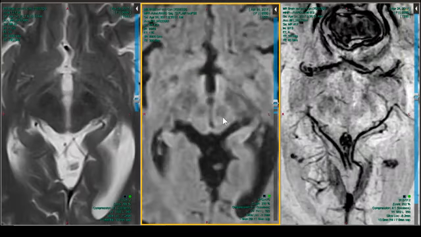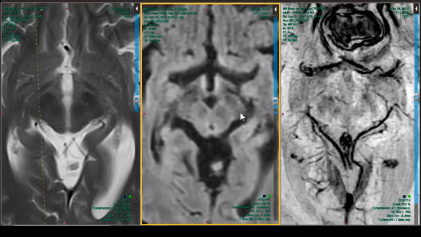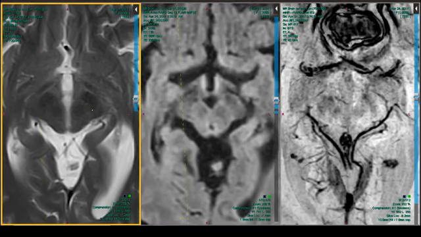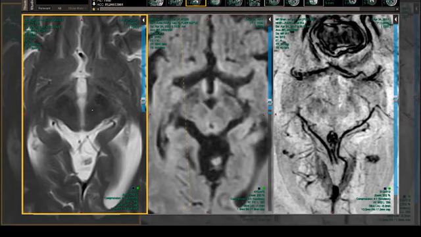So the findings can be fairly subtle, and usually the first thing you see, remember Dr. Pomerantz showed you the swallowtail sign? The swallowtail sign is something called nigrosome number 1. In this portion of the substantia nigra, there's a bright area, kind of round, oval, pill-shaped. And that is nigrosome number 1. That's the first thing to disappear.